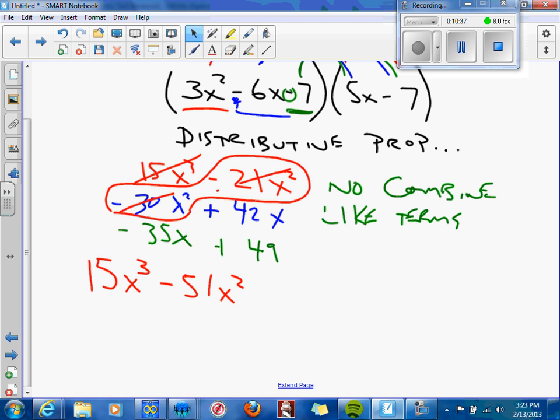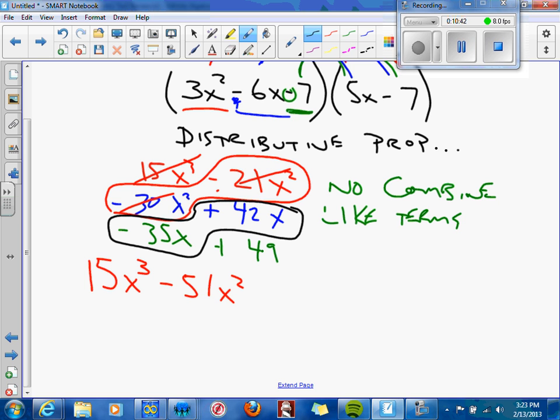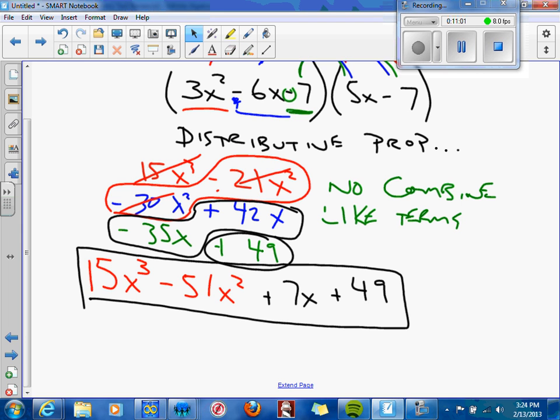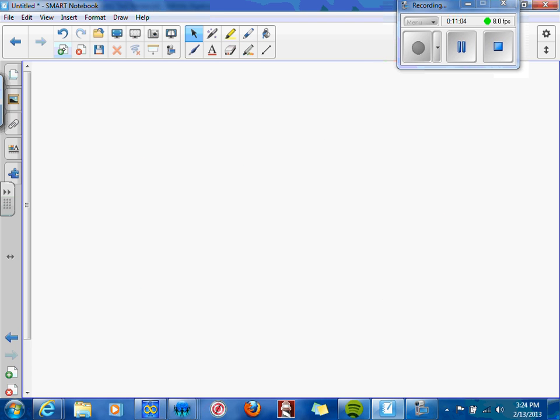We have this. Negative 35 and positive 42 makes what? 7. So 7x. And the last thing is this 49. Okay? Next question. Number 7. What does it say?